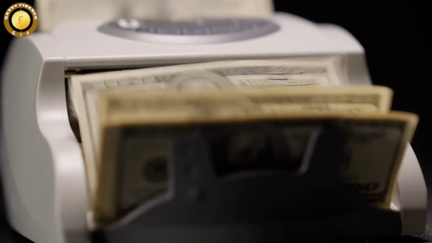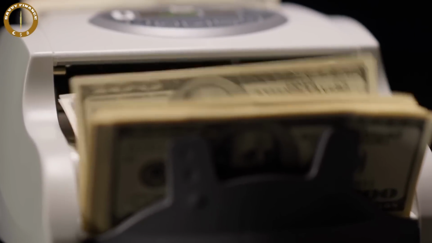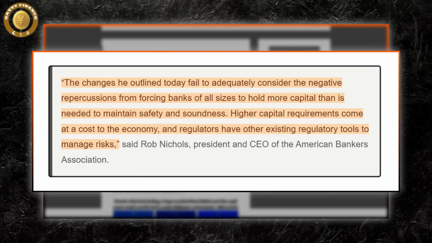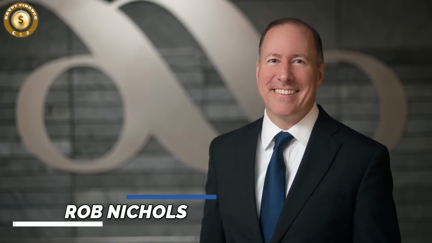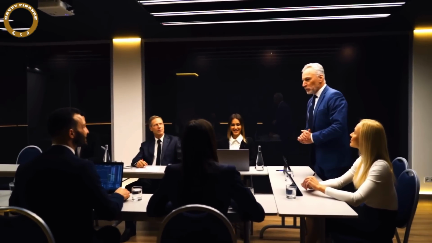The banking industry called the effort misguided and could hinder lending. The changes he outlined today fail to adequately consider the negative repercussions of forcing banks of all sizes to hold more capital than is needed to maintain safety and soundness. Higher capital requirements come at a cost to the economy, and regulators have other existing regulatory tools to manage risks, said Rob Nichols, president and CEO of the American Bankers Association. The nation's largest bank lobby said it would oppose any proposals it deemed unnecessary and economically harmful.